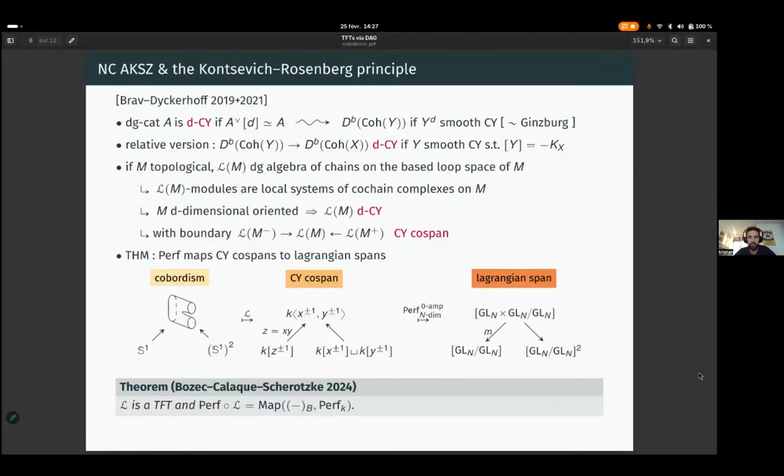Then I want to talk to you about a bit of noncommutative geometry. Okay, so following the Kontsevich-Rosenberg principles, each time we have some geometric notion, we can wonder if it's actually induced from a purely algebraic notion, applying some representation stack or perf stack to these notions, recovering the standard geometric ones.